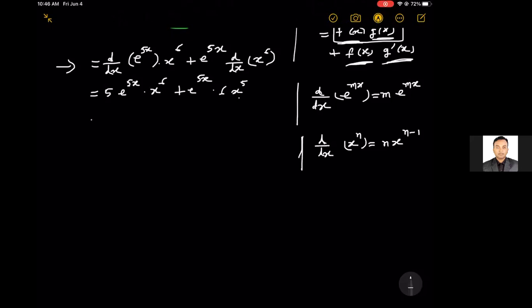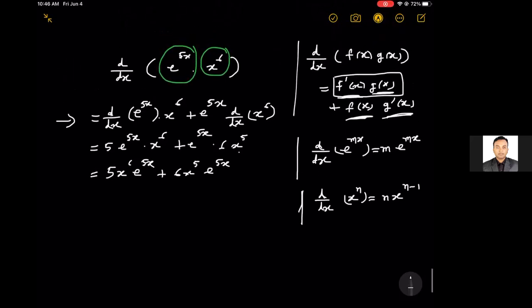So now if we simplify it, we get 5x to the 6th e to the 5x plus 6x to the 5th e to the 5x. So that should be your answer. You can still simplify it further. You can actually factorize it, but that is not really mandatory. If you can do that, that's fine. If you can keep it like this, that's still fine.